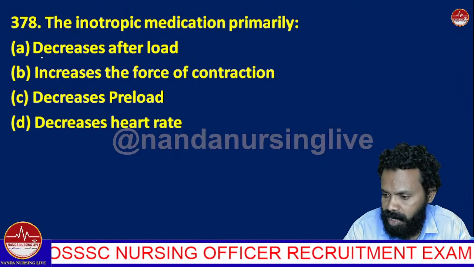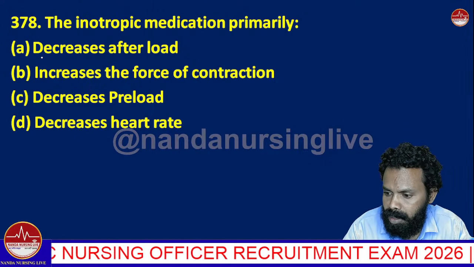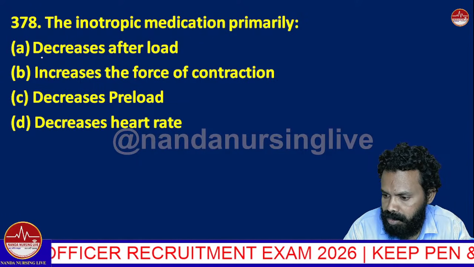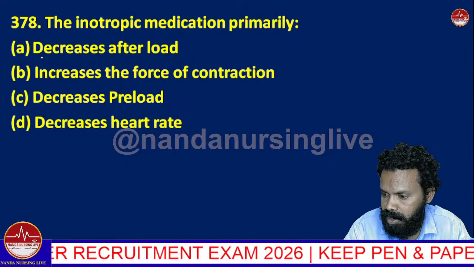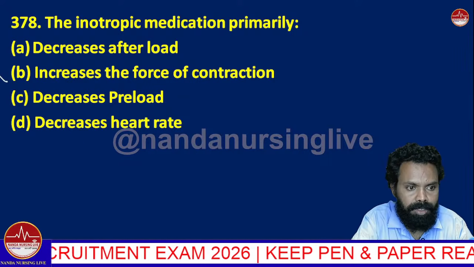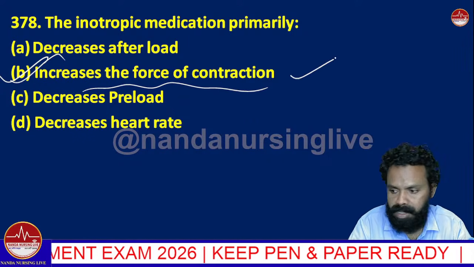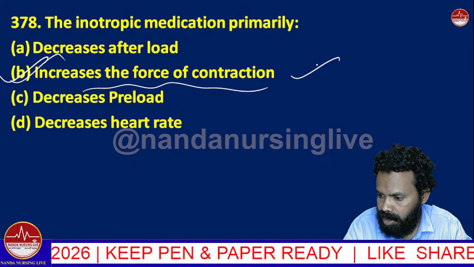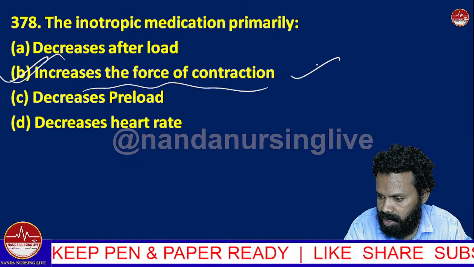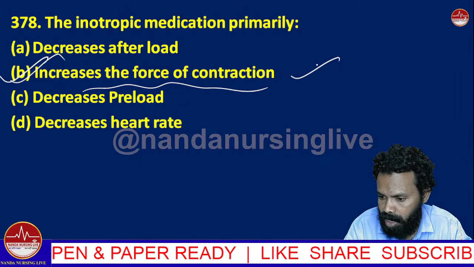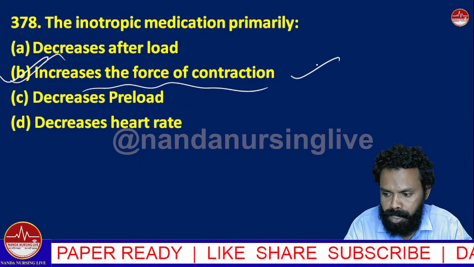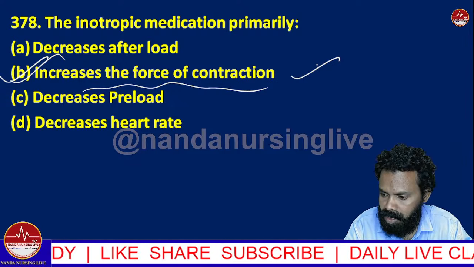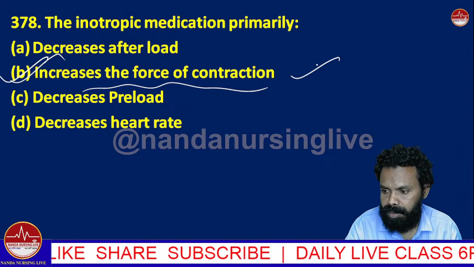Inotropic medications primarily: option A decrease afterload, option B increase the force of contraction, option C decreases preload, option D decreases heart rate. So the correct answer is option B, increase the force of contractions. These are positive inotropes and increase the force of myocardial contraction, right?